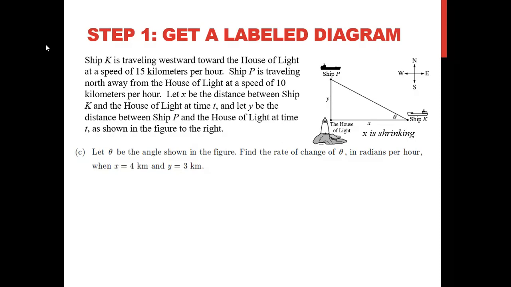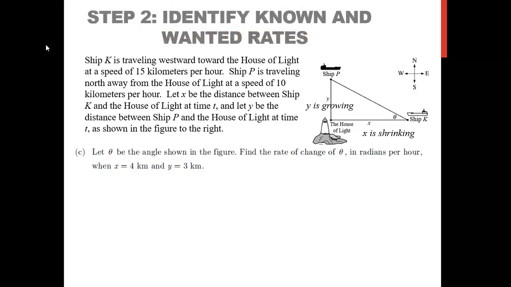So we know that the quantity x is shrinking, and that's because ship K is traveling toward the House of Light. And that means the distance x is getting smaller. So the rate of change of x is going to be represented by a negative number. Y, on the other hand, is increasing because ship P is traveling away from the House of Light. And so the rate of change of y is going to be a positive quantity.